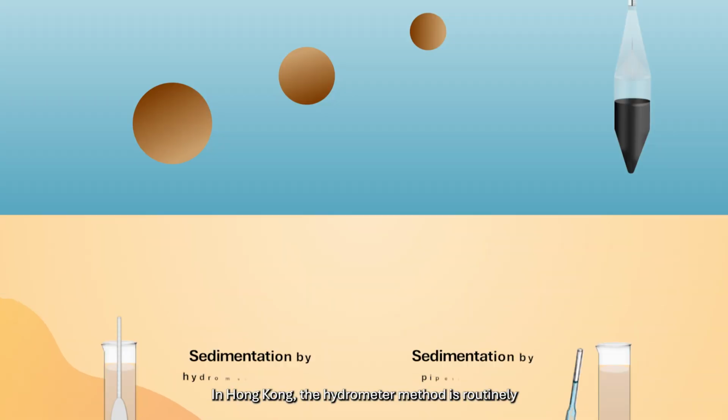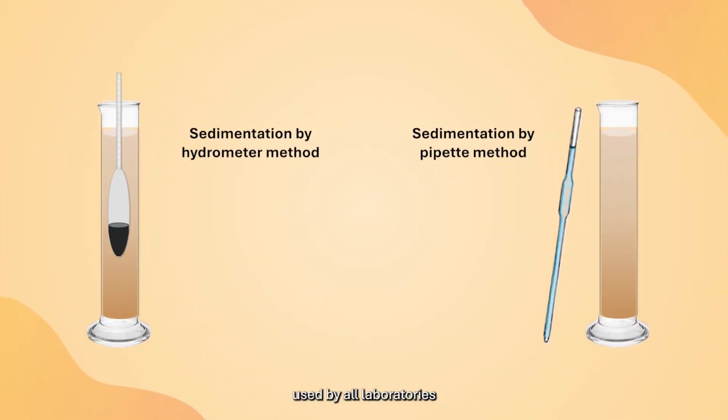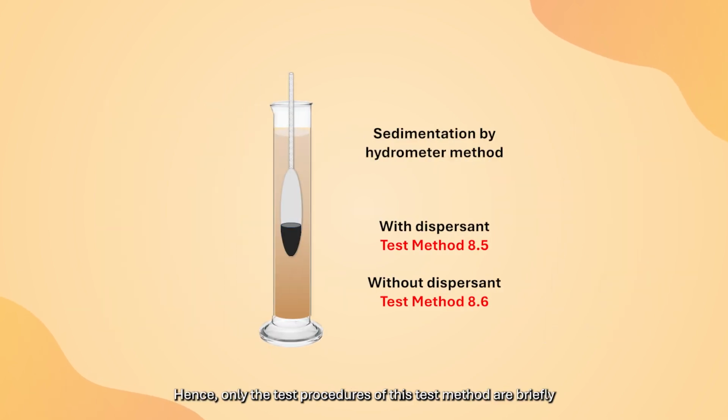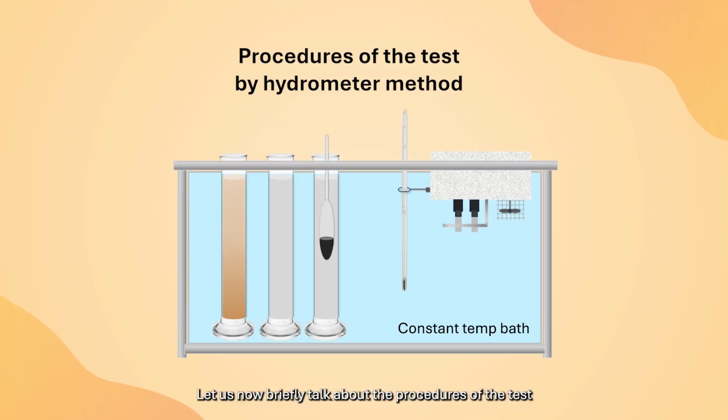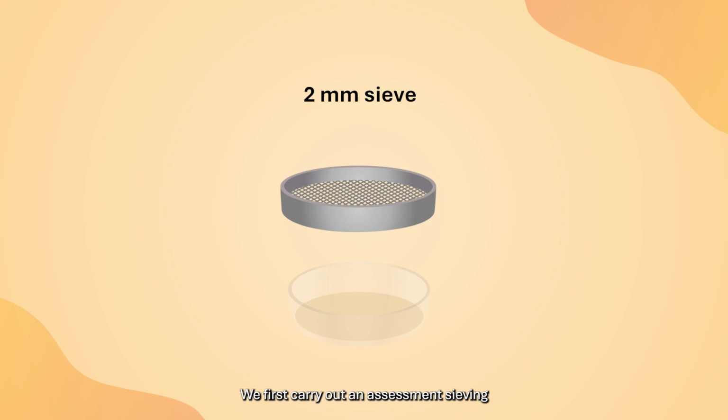In Hong Kong, the hydrometer method is routinely used by all laboratories. Hence, only the test procedures of this test method is briefly described in this video. Let us now briefly talk about the procedures of the test. We first carry out an assessment sieving to remove particles larger than 2 mm.